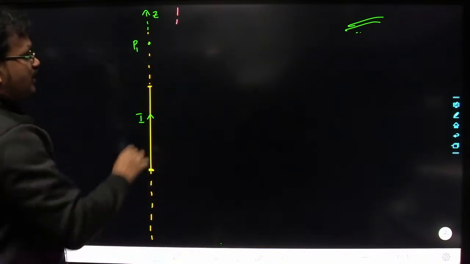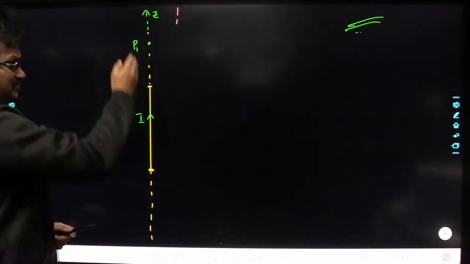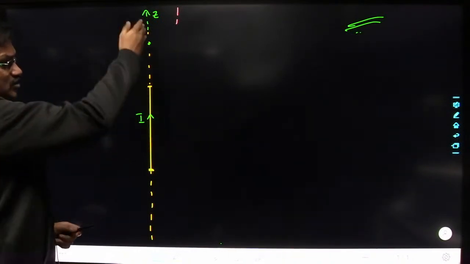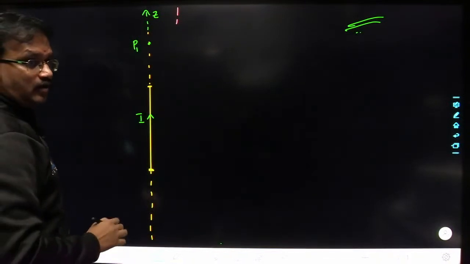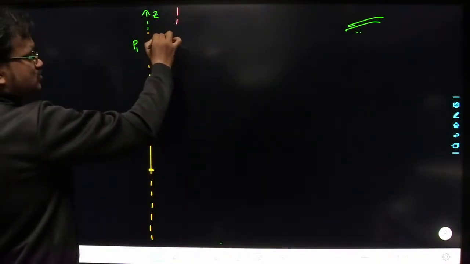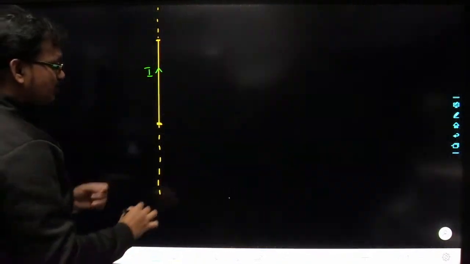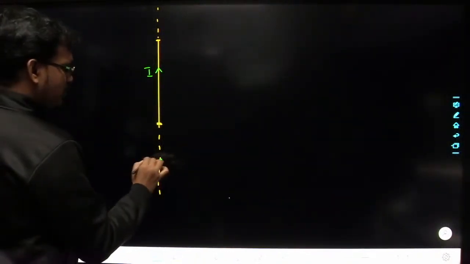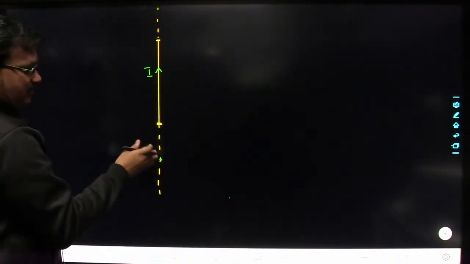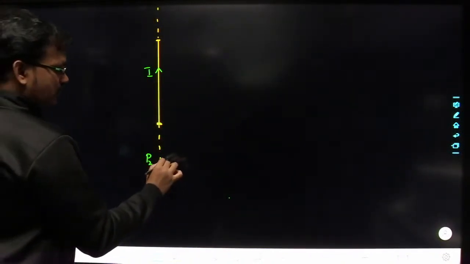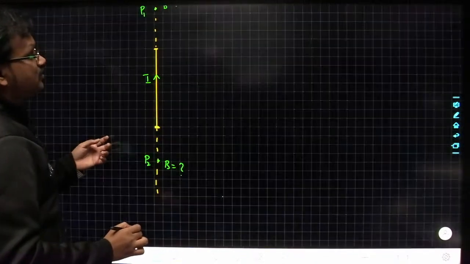Now if I consider the point P1 along the direction of current, that means along the wire, I have asked what is the B field at this location. Or if you consider some point P2 somewhere below this current carrying wire, what is the B field at this point? This is what I asked in the previous session.